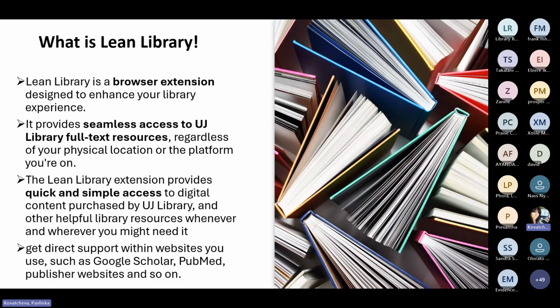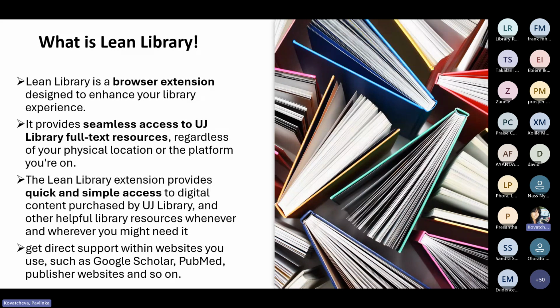So what is Lean Library? It's a browser extension. And this browser extension you need to download on your laptop or computer, and I'm going to show you how you can do it. Keep in mind that it's not available on mobile devices, only laptop and computers. And you see how many different browsers you can use. It provides seamless access to our UJ full text resources.